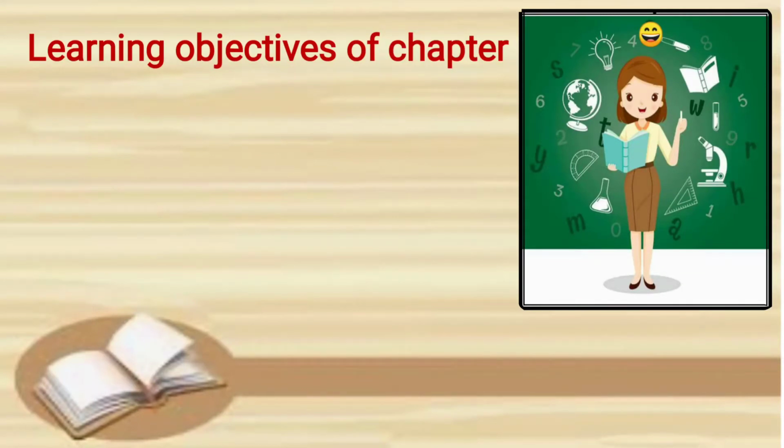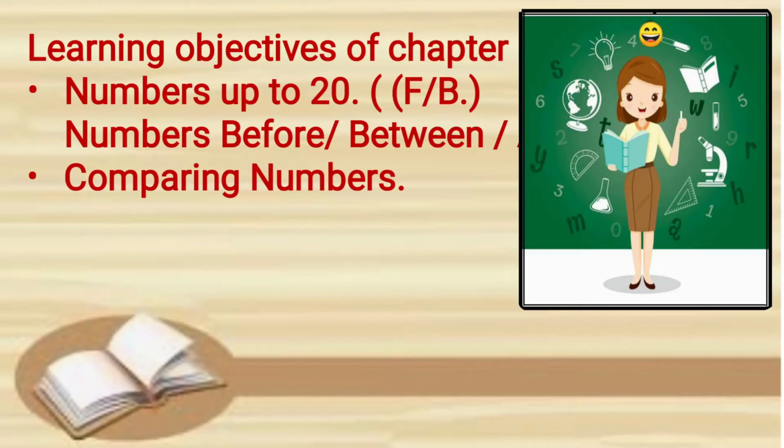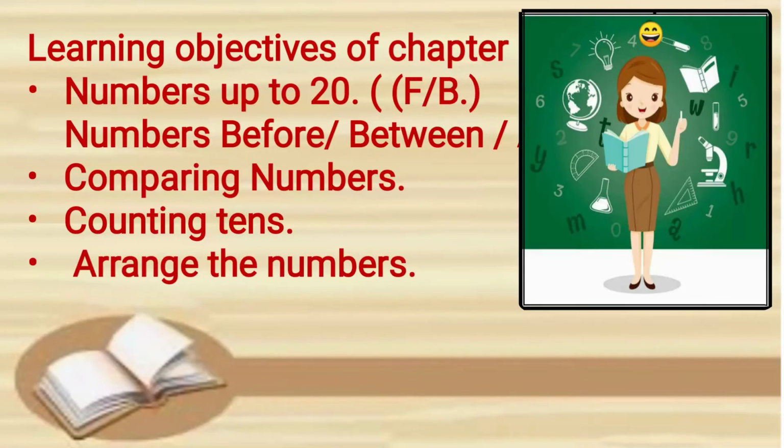Learning objectives for chapter number 1. Numbers up to 20 in the form of fill in the blanks. Numbers before, between and after. Comparing numbers, counting in tens, arrange the numbers.